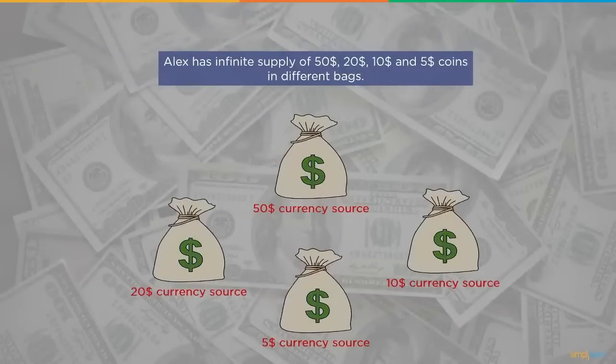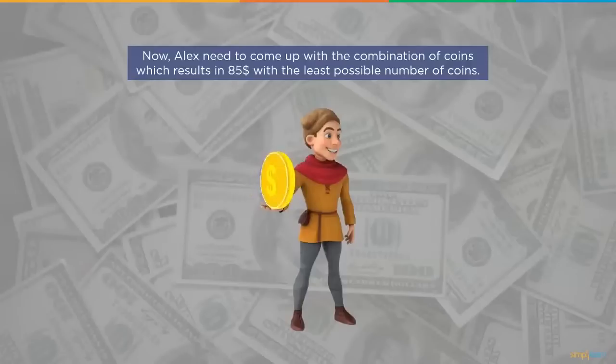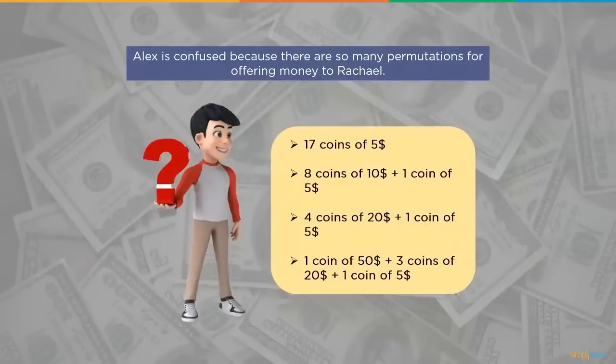Now Alex is thinking about Rachel's issue, which he can easily fix because he has a limitless supply of $50, $20, $10, and $5 coins stashed in various bags. Although this being said, Alex needed to think about the constraint Rachel told him about. He needed to give her money such that the number of coins utilized must be minimal. To do so, Alex began making a list of the various coin combinations in which he could present money to Rachel. However, after a while he became confused due to the vast number of conceivable combinations.